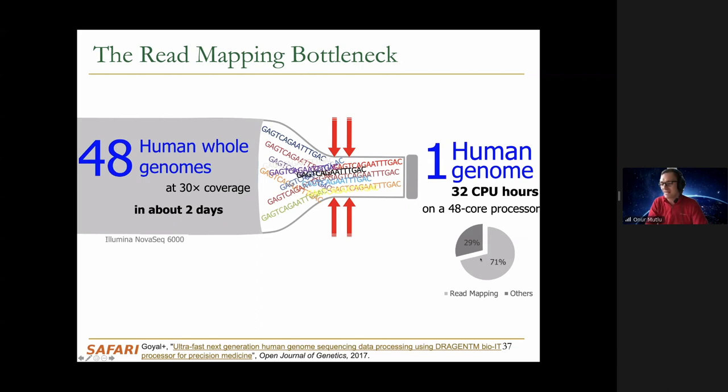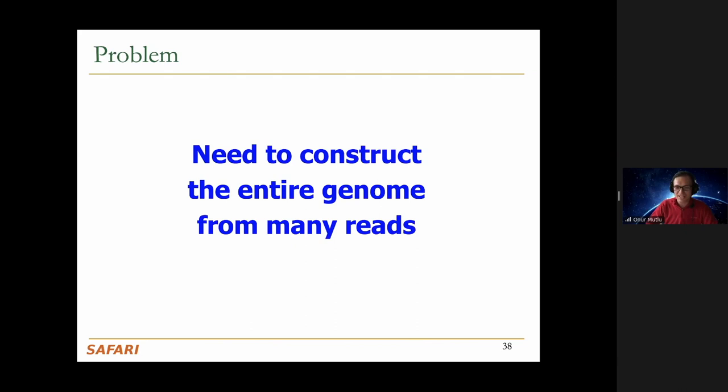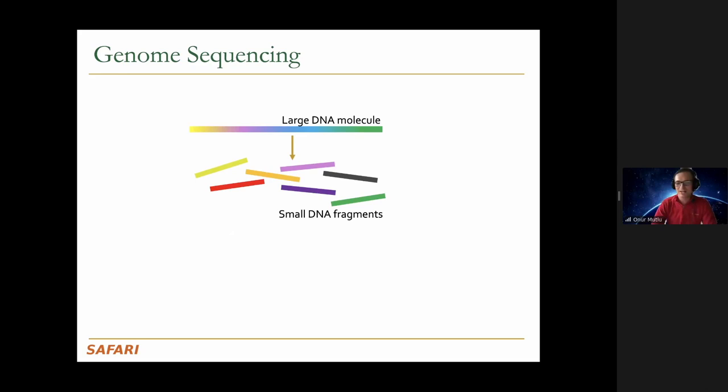Okay, so the problem is basically all of these machines are chopping, which means that we need to reconstruct the entire genome from these many small fragments of the DNA that we get. And I term that reads, essentially. And I already showed you this picture. So we're going to try to make sense of these reads.